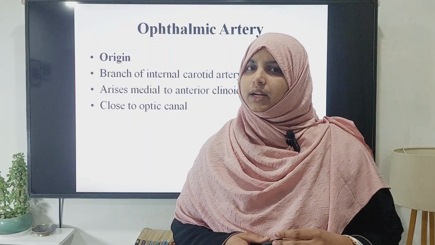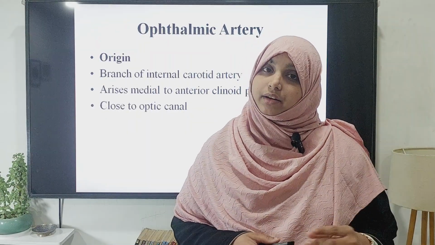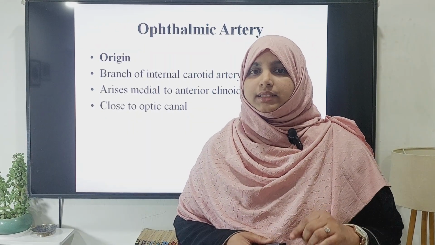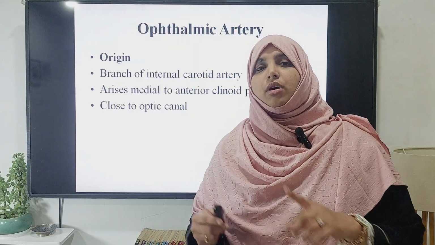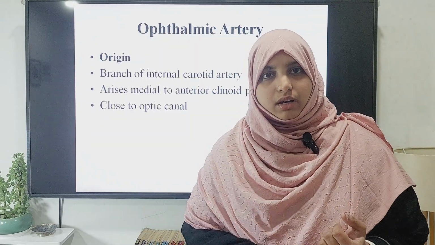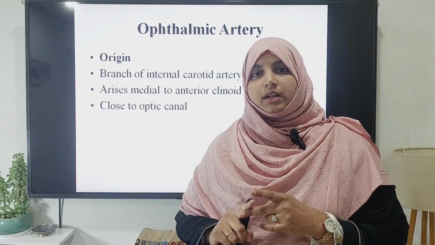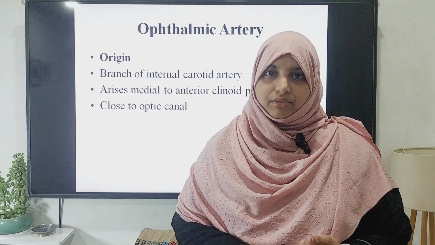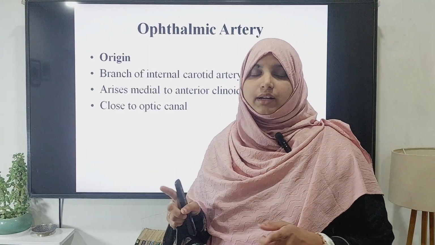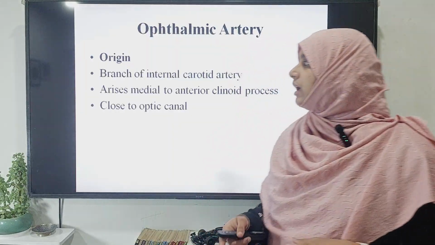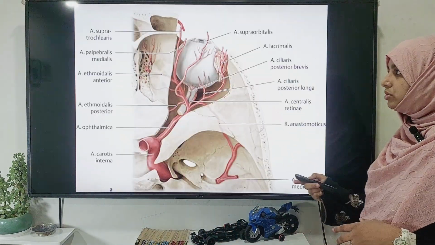Then how come it's getting supply from the internal carotid artery? The reason is the embryological basis of the development of the optic nerve and the retina. We consider that the optic nerve and retina are an extension of the brain itself. That's why it's getting a branch from the internal carotid artery. Remember that.